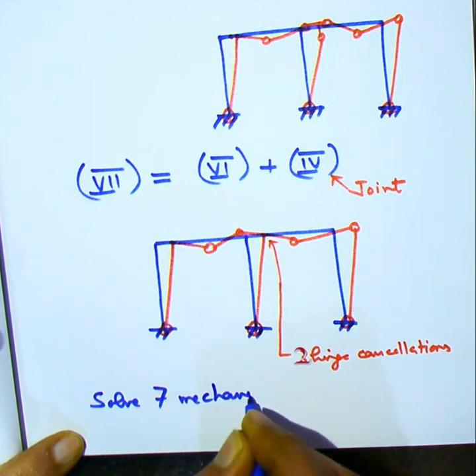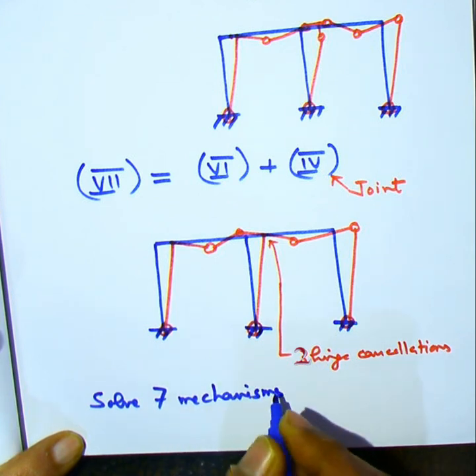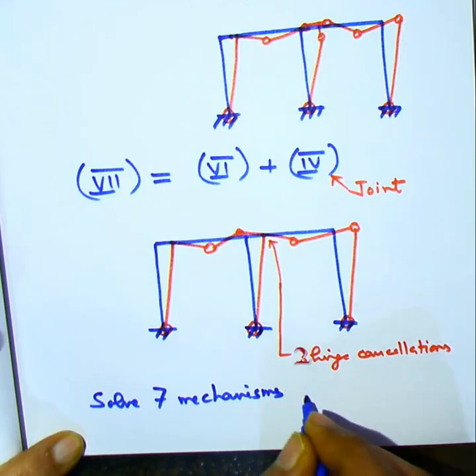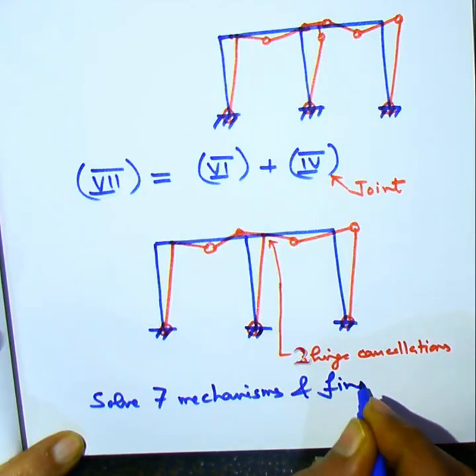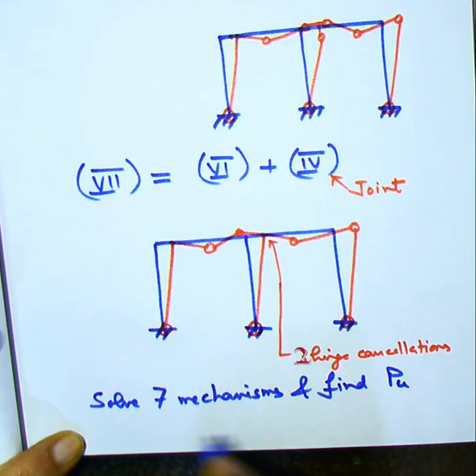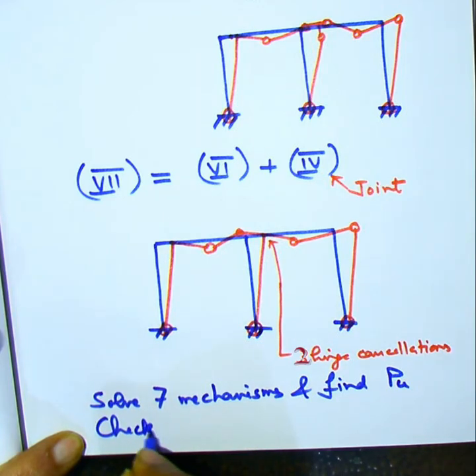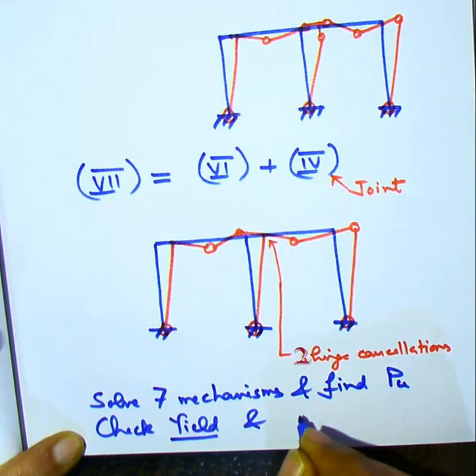So are more mechanisms possible? Yes, they are definitely possible. But let's first analyze these 7 mechanisms, find out the lowest of the ultimate failure loads and check that particular mechanism for yield and equilibrium criteria.